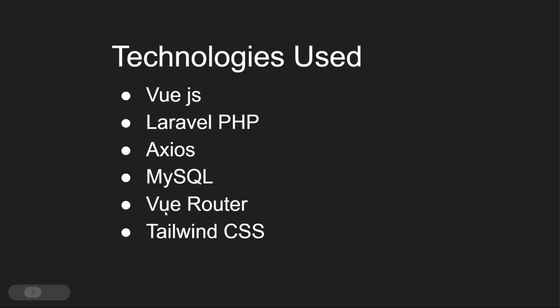And then Vue Router for page navigation, for moving between different pages. We are going to use Vue Router. Then for our simple styling, we are just going to use Tailwind CSS. And then without wasting time, we can just go and see how the application looks.